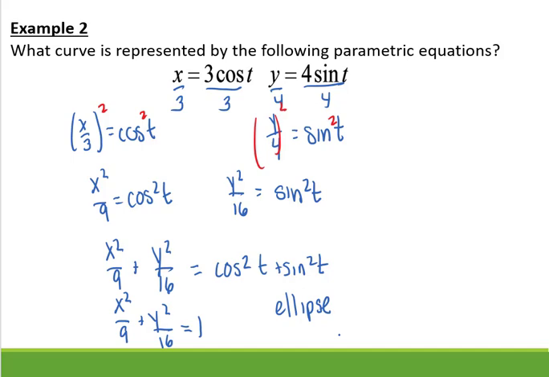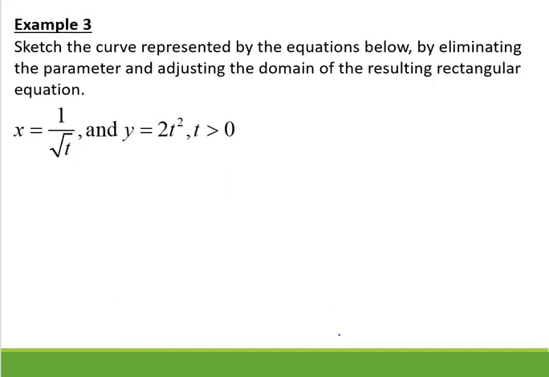Sketch the curve represented by the equations below by eliminating the parameter and adjusting the domain of the resulting rectangular equation. So t is greater than 0. Just adjusting our domain, if t is greater than 0, I'm only plugging in positives here, so my x's are going to be greater than 0.